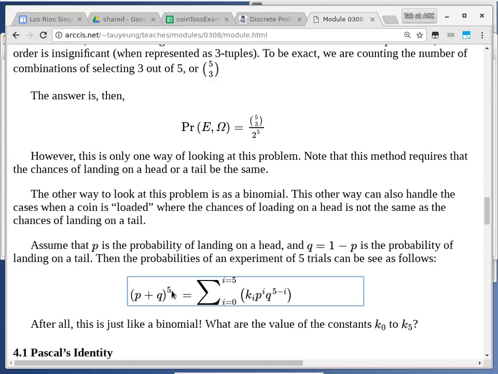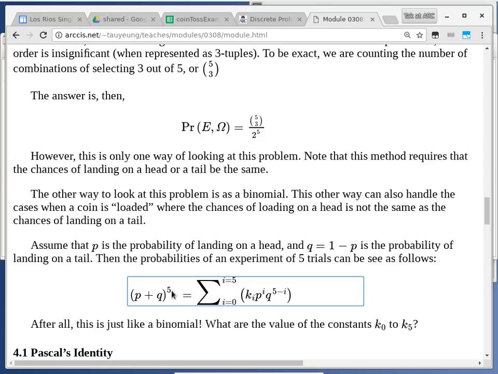And then you look at this and go, that is useless. It's totally useless because P is some kind of probability, Q is 1 minus P. So that means P plus Q has to be 1. 1 to whatever power is always 1. Why do we want to come up with this kind of complicated, convoluted way of looking at 1?